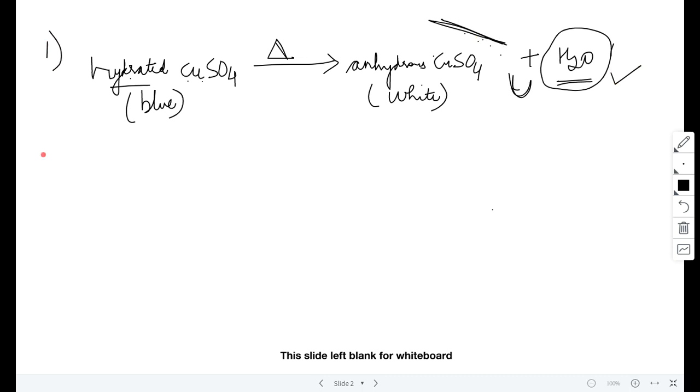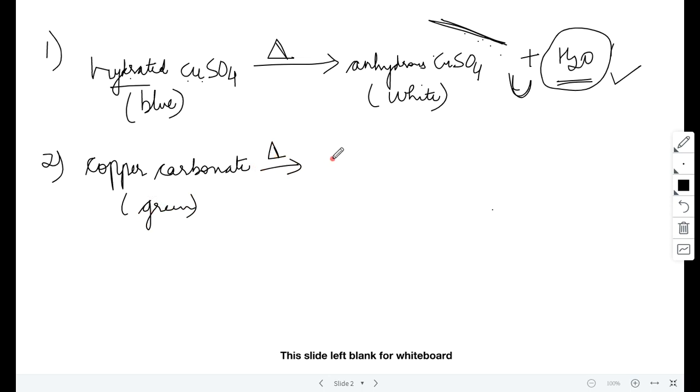We have one more. This was one example. The second example, let's talk about the thermal decomposition of the copper carbonate. We have copper carbonate. Now copper carbonate is basically green in color. So now when you provide thermal energy, that means when you heat it, it forms copper oxide. What is the formula of copper oxide? It is CuO. Copper oxide plus carbon dioxide.